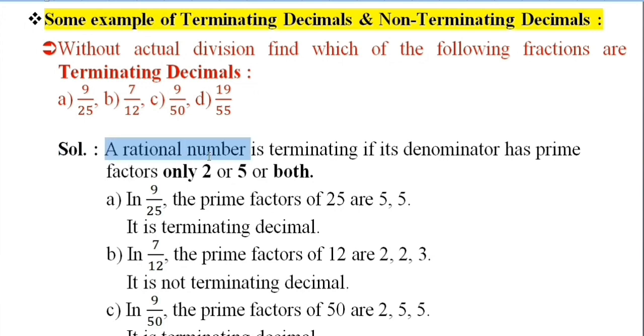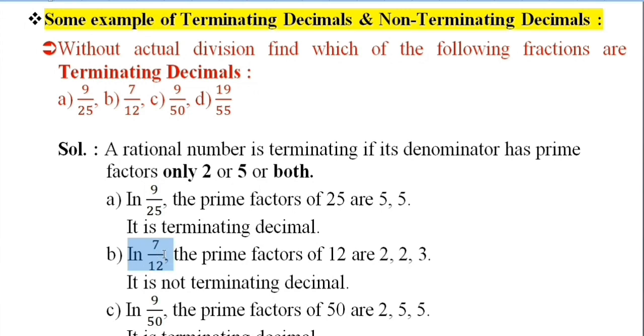Solution: a rational number is terminating if its denominator has prime factors only 2 or 5 or both. A: 9/25. The prime factors of 25 are 5, 5. It is a terminating decimal because the only prime factor is 5.